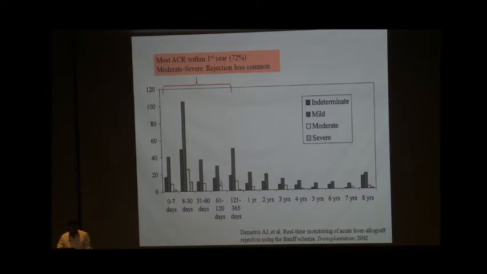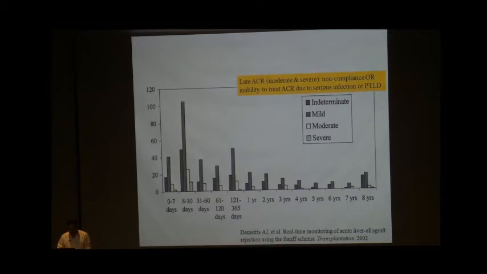Again, in this study they have used the Banff criteria and looked at the timing and the severity of rejection, and this shows that 72% of the acute cellular rejections occur within the first year, most of them within the first 30 days, and moderate to severe rejections are less common during this period, and usually the response is good. Late acute cellular rejection occurring usually beyond 1 year has higher chances of being moderate to severe, and these are usually seen in patients who are either non-compliant, or in whom we are not able to give adequate immunosuppression due to either sepsis or some serious infection, or due to risk of PTLD.